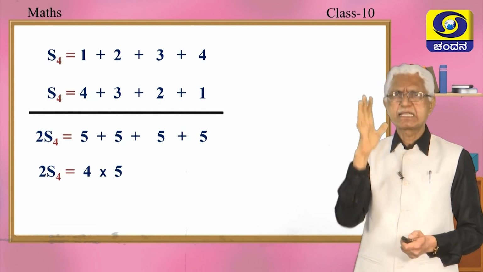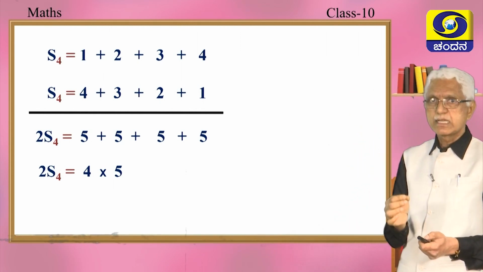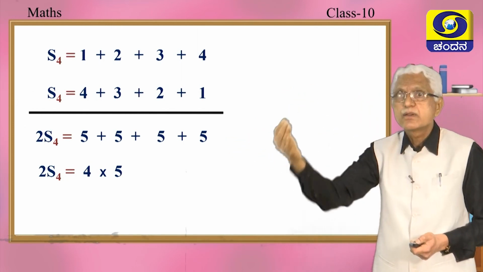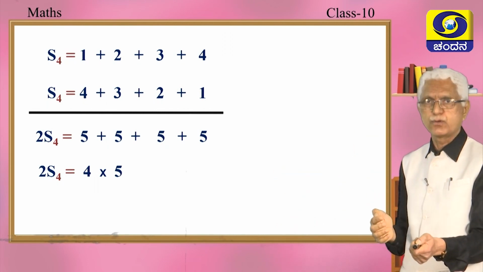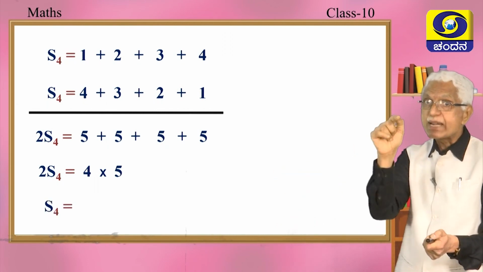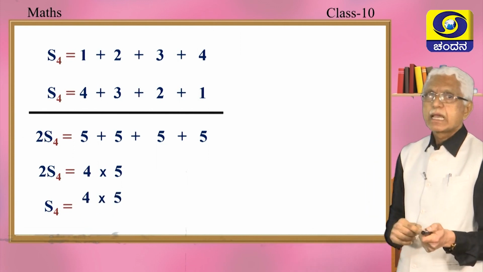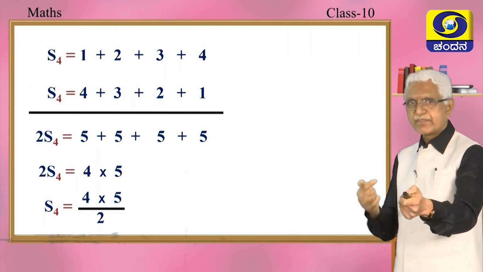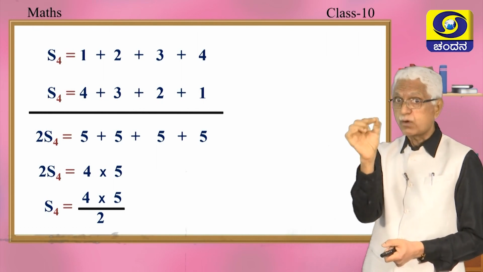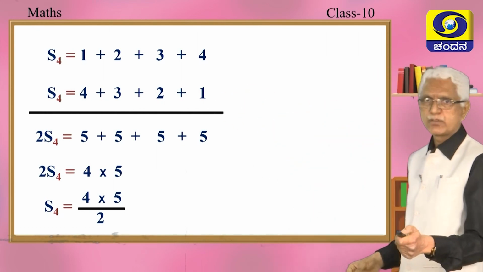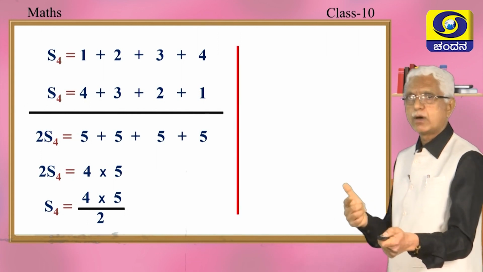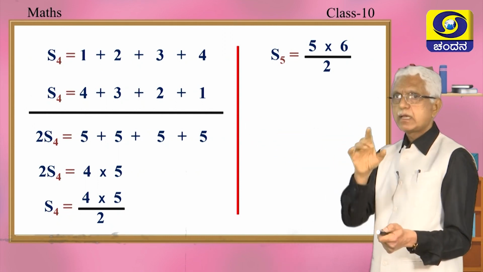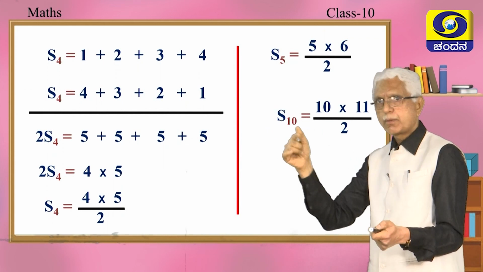I have taken a very simple example here. 2 times S4 is 5 plus 5 plus 5 plus 5. 5 is repeated 4 times, so I can write it as 4 into 5. Observe what is happening in the next step. This is very interesting. 2S4 is 4 into 5. What is S4? 4 into 5 divided by 2. Agreed? Now observe, if you are finding the sum of 5 terms, S5, it is 5 into 6 by 2.